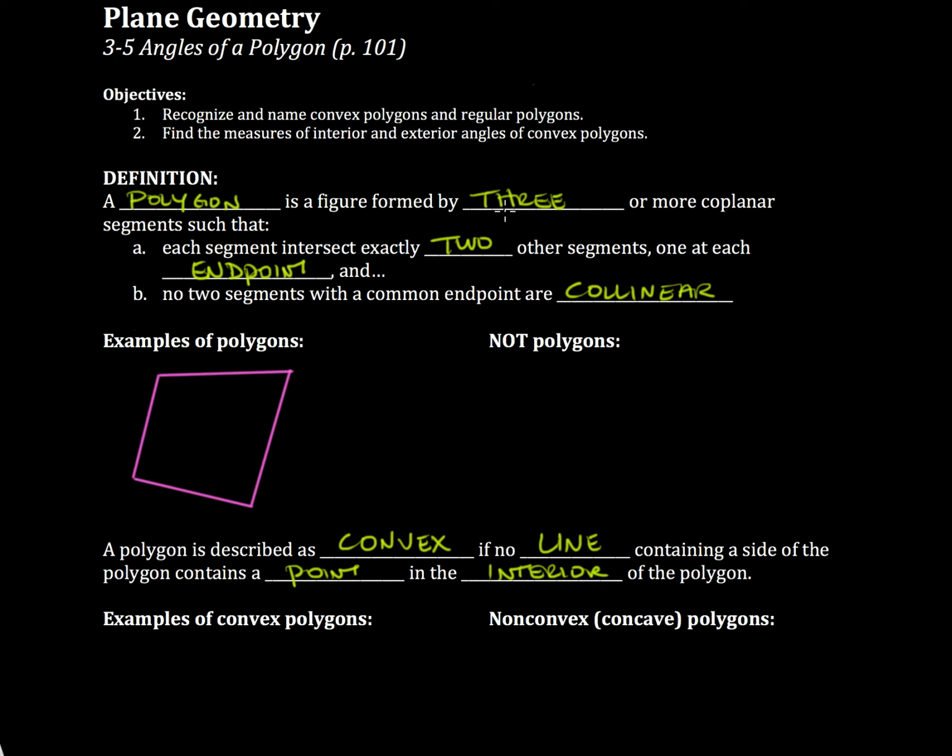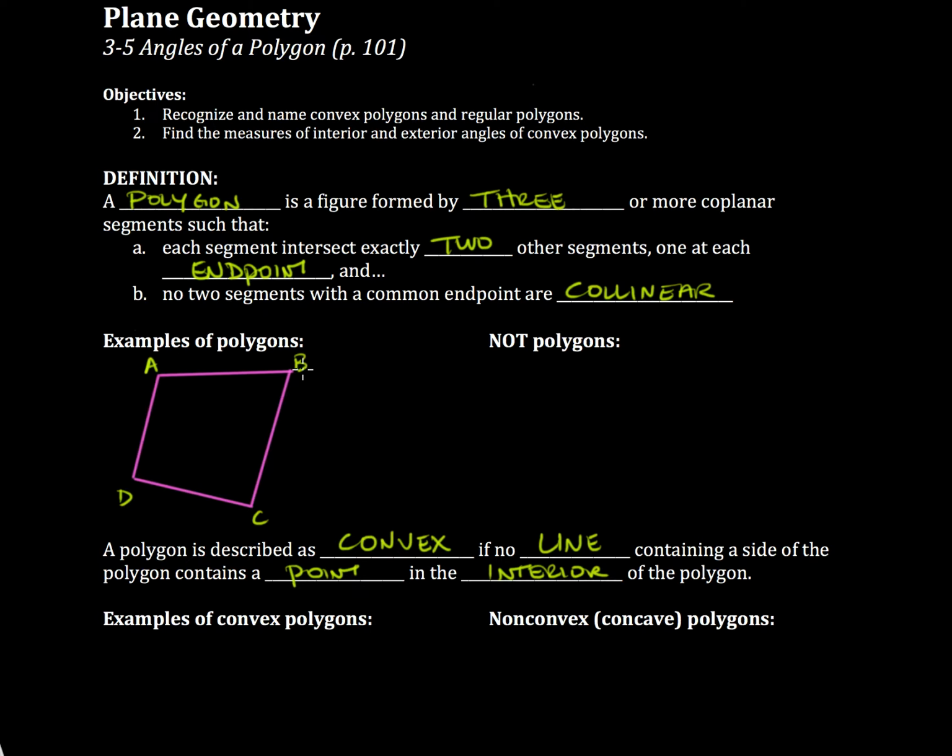You can see it's got four segments, right? It's made up of just straight segments. Each one of these segments is intersecting two other segments at the endpoints only. So you can see we have this segment here. Let's throw some labels on here. We'll call this point A, point B, point C, and point D.